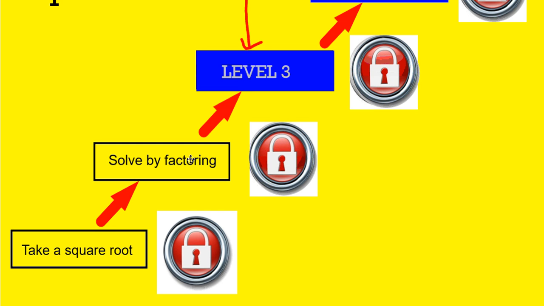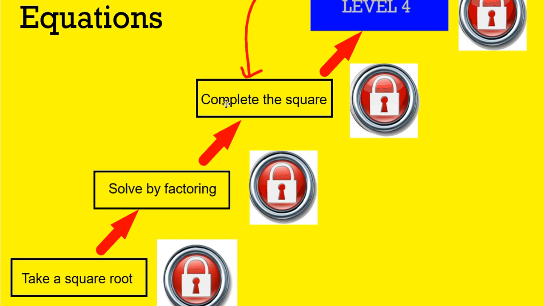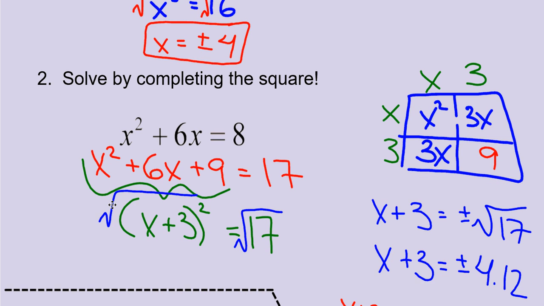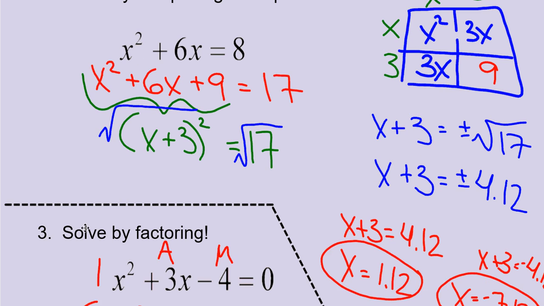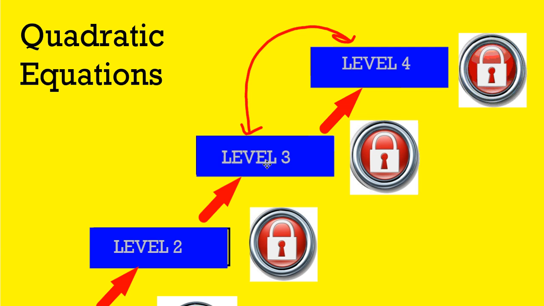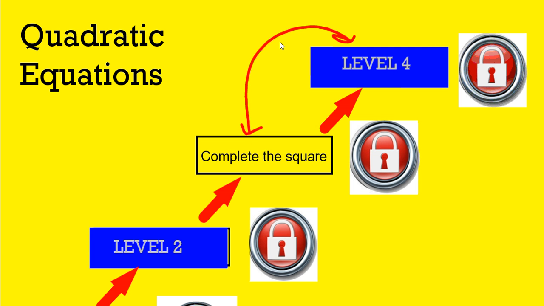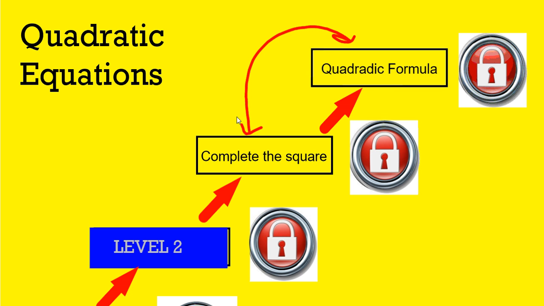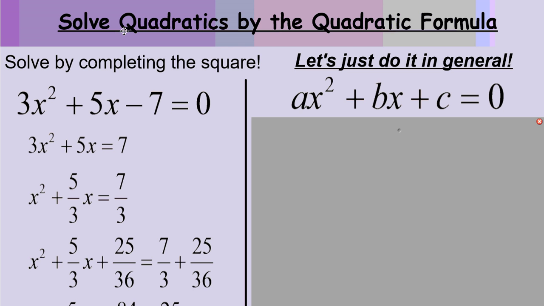If these two do not work, it means right now you'd have to do completing the square. But as we saw with the second example, completing the square takes some time. It's got some steps to it. And so there is one more tool that we can use. It's actually directly related to completing the square, and it's called the quadratic formula. And here's how it was derived.